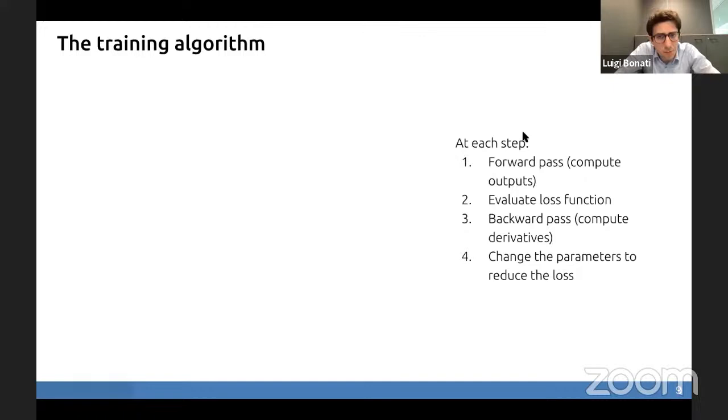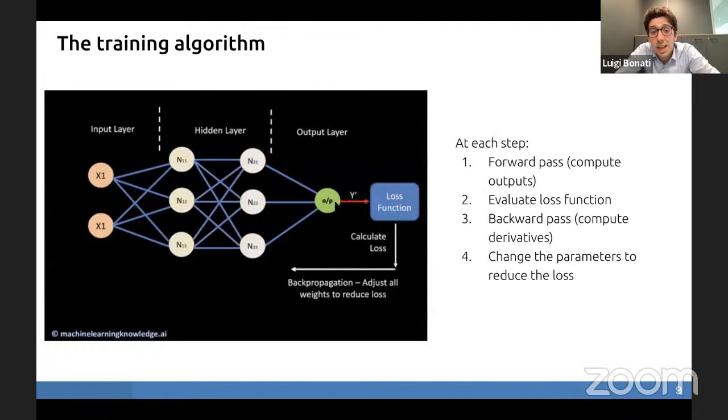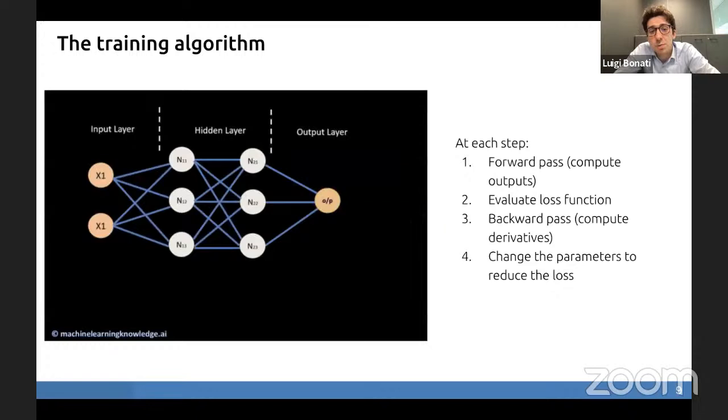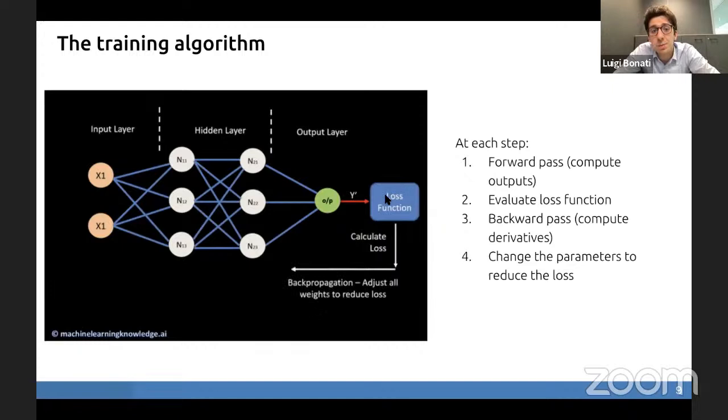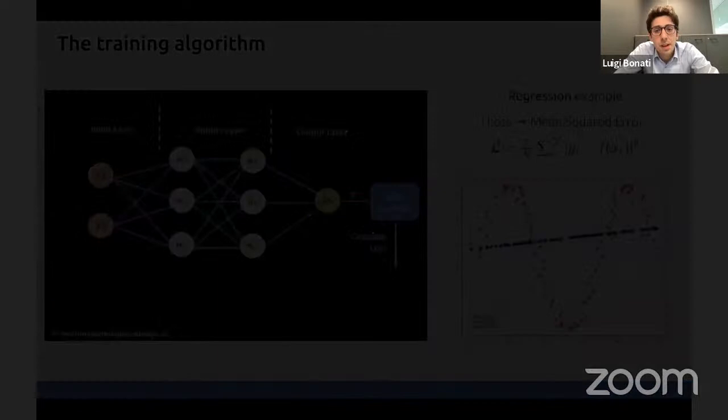from the data. Typically, the training of such a neural network requires multiple steps, which are composed of first evaluating the function. So we can go from the input to the output. Then we evaluate what's called the loss function, which tells us how good the prediction is. And then we use this information to compute the derivatives of the loss function with respect to all the parameters of the network. This allows us to change the parameters in order to reduce the loss and so make better and better predictions. This is typically performed by using gradient descent methods.